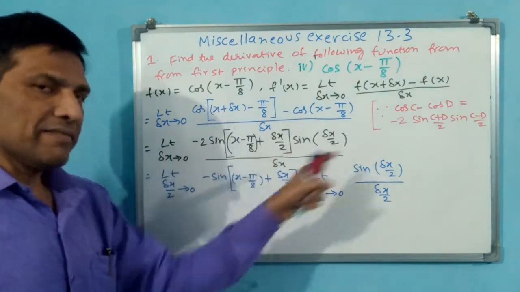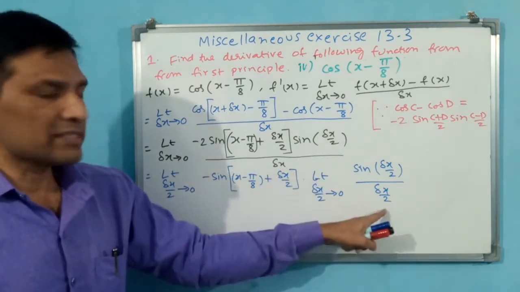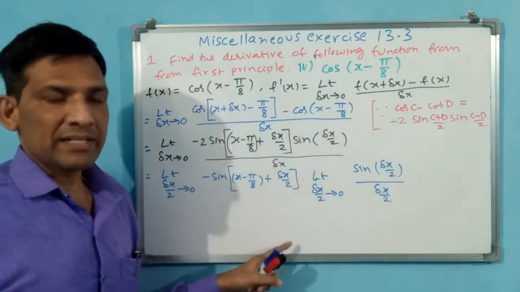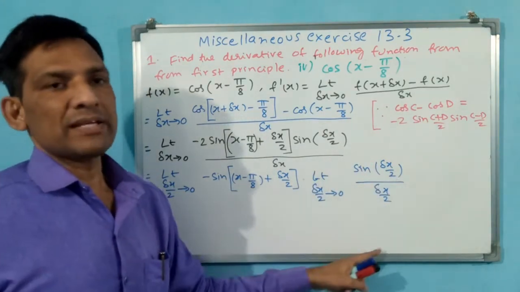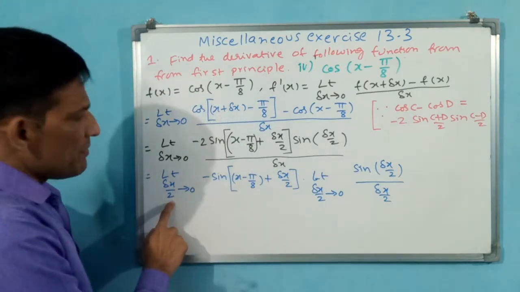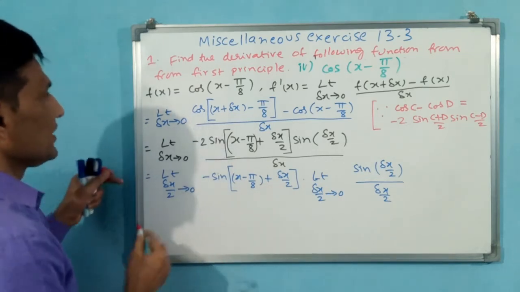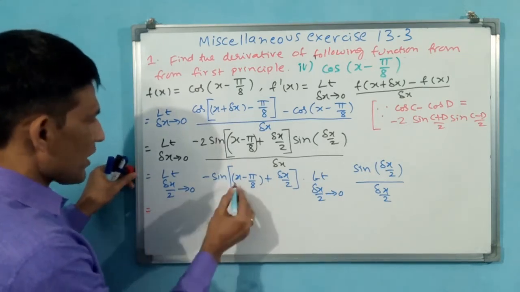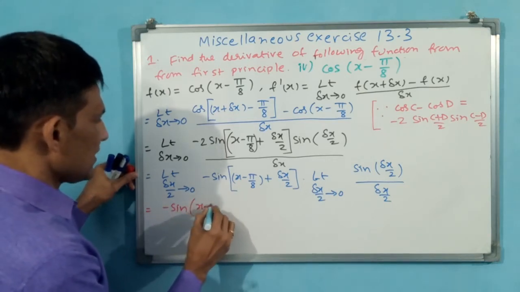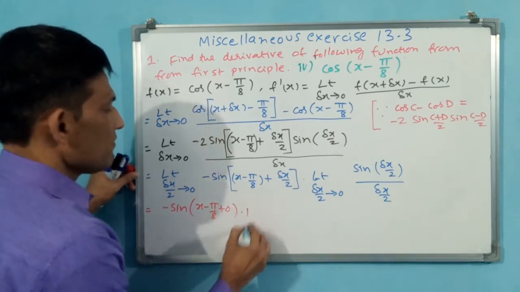Or else you can say divided by numerator and denominator 2. Here 2 get cancelled, but here delta x by 2 will come. See, this will become 1. We know very well. Limit delta x tends to 0, sin x by x is equal to 1. Sandwich theorem. Okay? But here if you apply limit, automatically this is going to become 0. Okay? Write down. That is equal to, you are applying limit. That means, you see, minus sin(x minus pi by 8 plus 0) into 1.